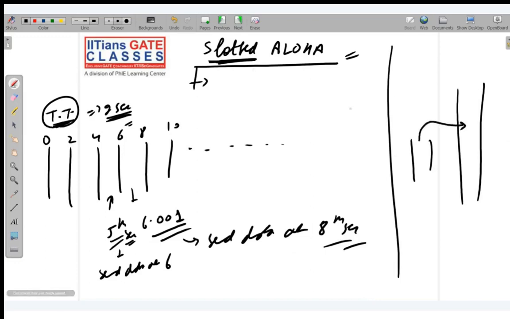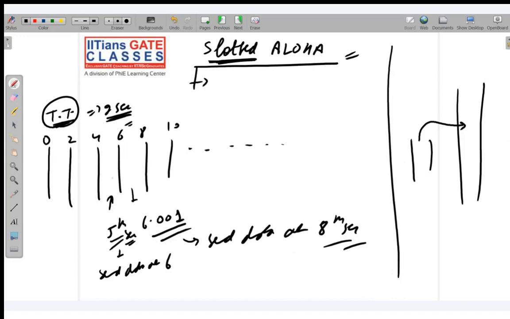So what ALOHA is saying, you just blindly do it. Whatever will be the result, you will have to bear it. The moment you think, you will do it. Slotted ALOHA is saying you will see the watch time. You are wearing a watch and in your watch you are seeing the time.